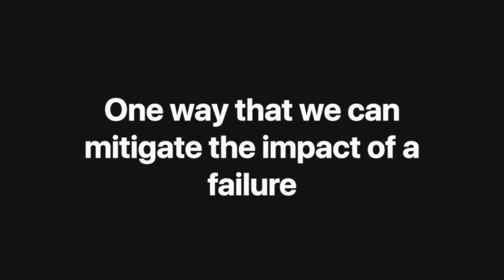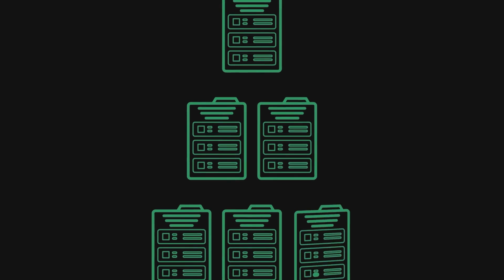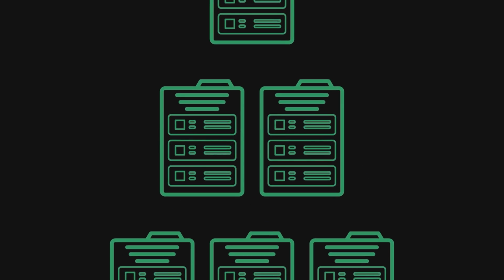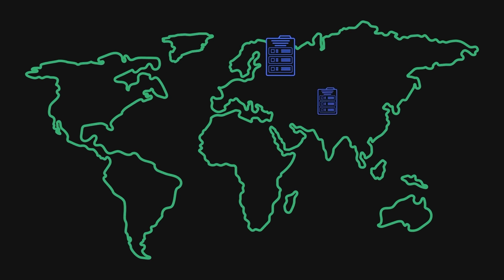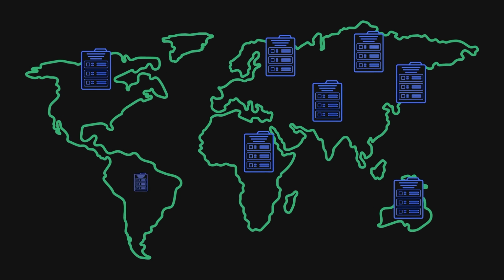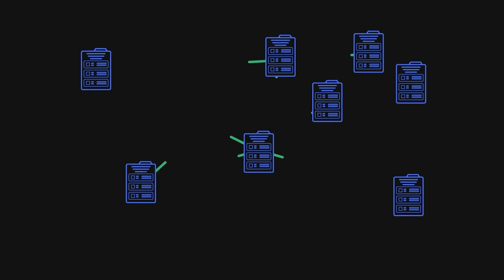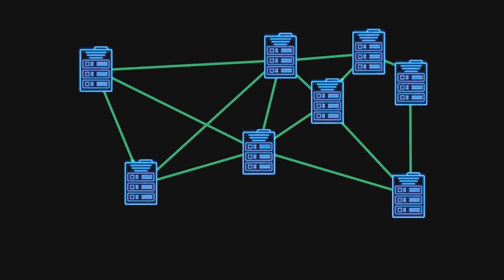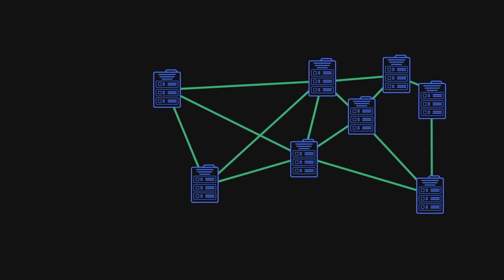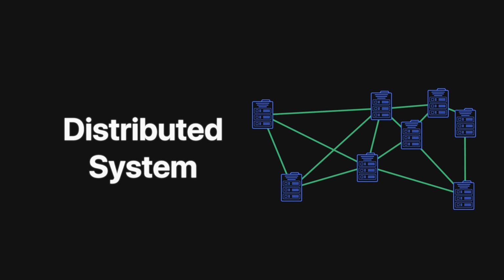One way that we can mitigate the impact of a failure is to spin up more instances of our service. For example, if we run multiple instances of our service across many different regions around the world, even if one fails and goes offline, there will still be others running and keeping the service afloat with zero interruption, with all of these instances, or nodes, working together to keep the service afloat. What we have created is a distributed system.